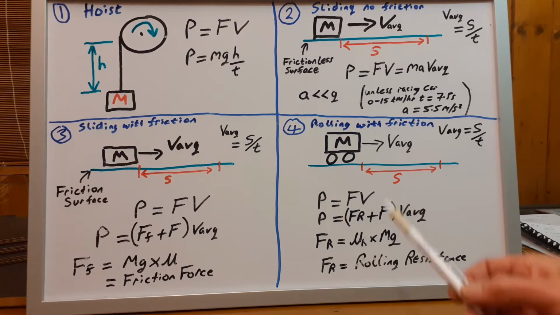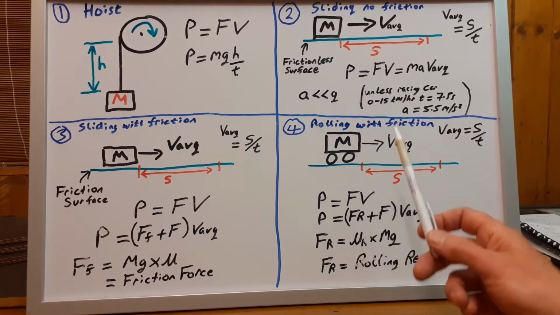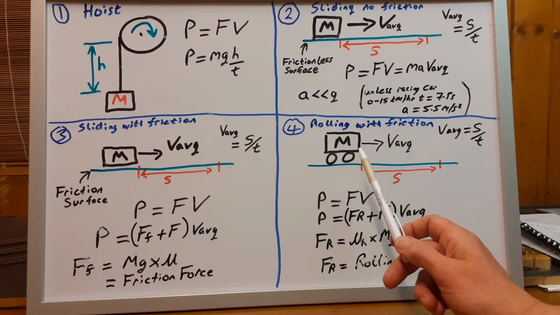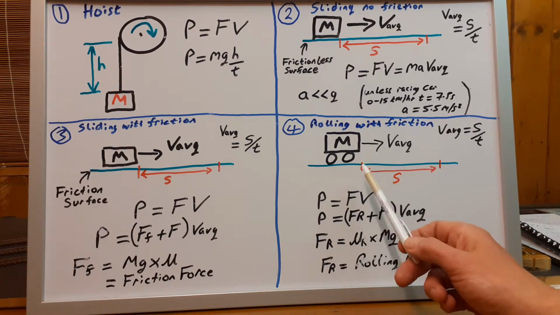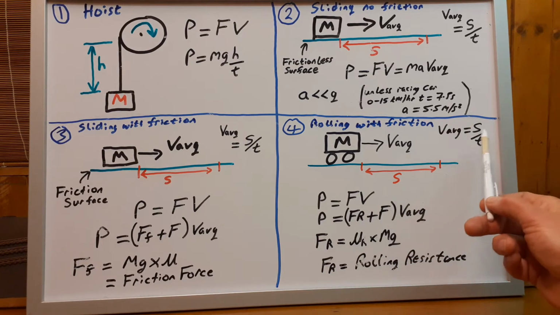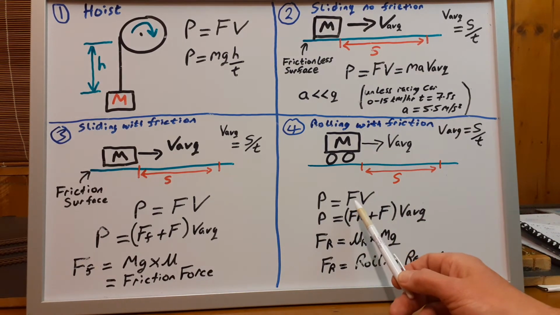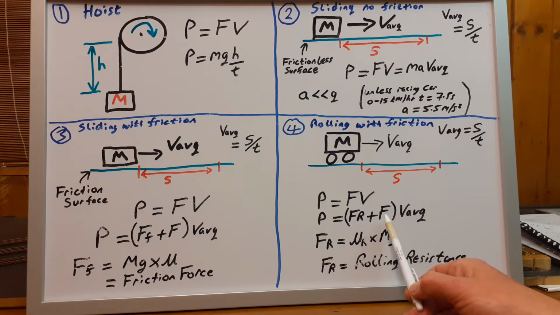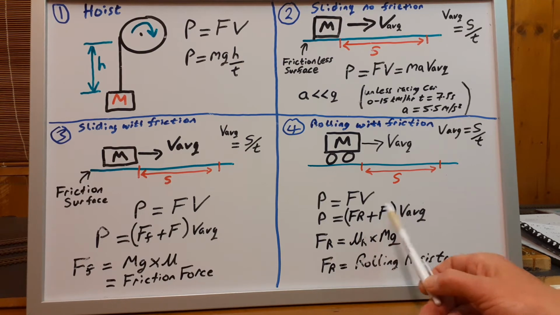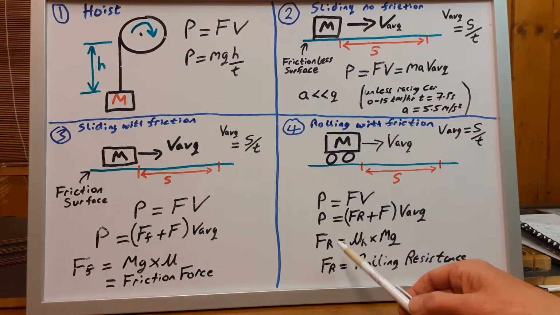Now, more realistically, you might want to be moving a mass with rollers, or on wheels, because a conveyor belt is effectively moving the mass on some kind of rollers. In this case, you've got distance s, time t, v average is s over t. Your power is equal to force by velocity. Again, that's going to be equal to your rolling resistance plus your accelerating force, by v average. Again, I'm saying the acceleration force is not going to be much because our a value is going to be quite small.